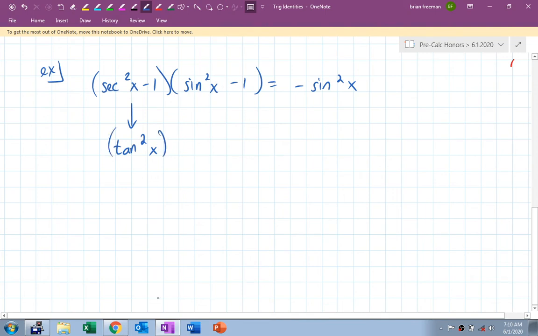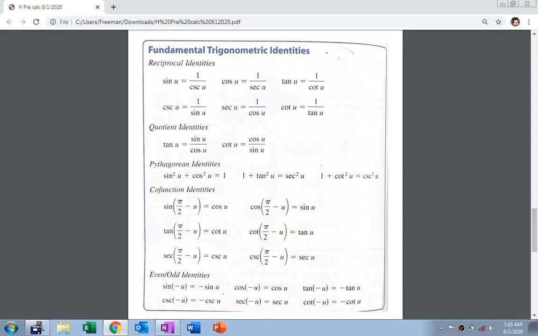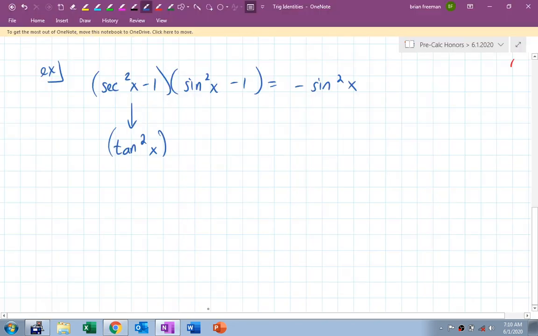Sine squared x minus 1. Well, sine squared minus 1. So, ooh, that one's tricky, isn't it? Because if I'm going to rewrite that in my notes for a minute, right now I have sine squared x plus cosine squared x equals positive 1. That's the Pythagorean identity that we have. But I need to somehow make it into this guy, sine squared minus 1.